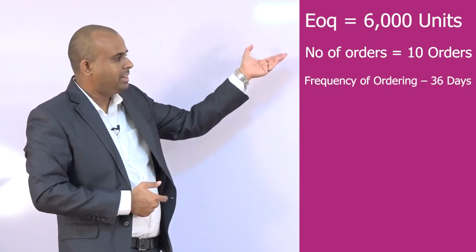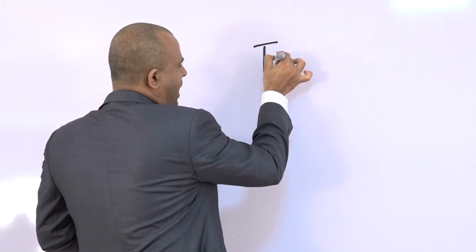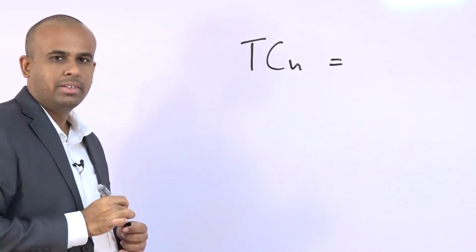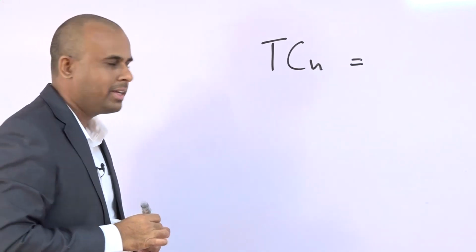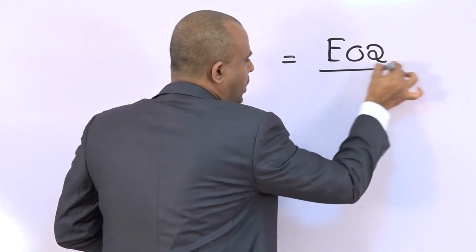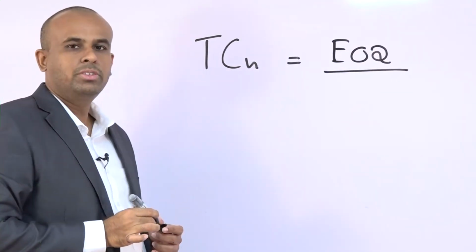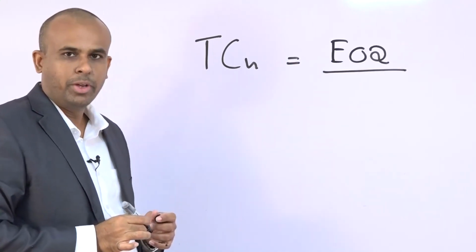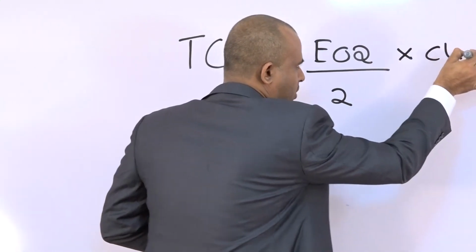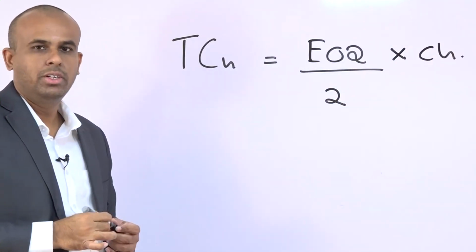So, right. With this knowledge, we will move into the fourth requirement of the question, which is calculation of the total cost of holding. What is the formula in calculating the total cost of holding? Can you remember? You calculate it as you calculate the economic order quantity. Instead of using the reorder quantity, we could say economic order quantity divided by 2 into CH.